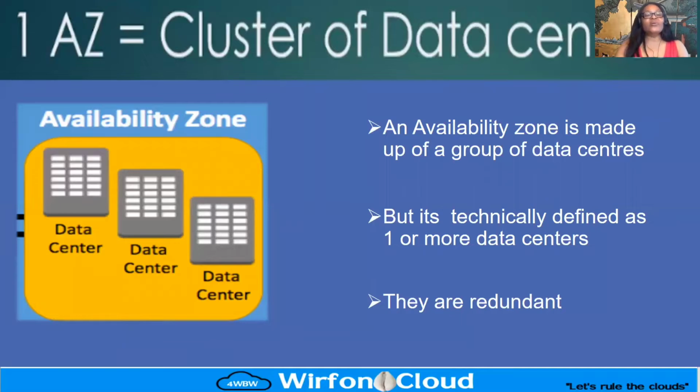Now, let's take a look at what an availability zone is. An AZ stands for availability zone. When we have a group of data centers in a logical grouping, we call it an availability zone. Most of AWS availability zones have multiple data centers, but it's technically defined as one or more data centers. And remember that these data centers are redundant. When one data center goes down, another data center jumps in to pick up that workload.